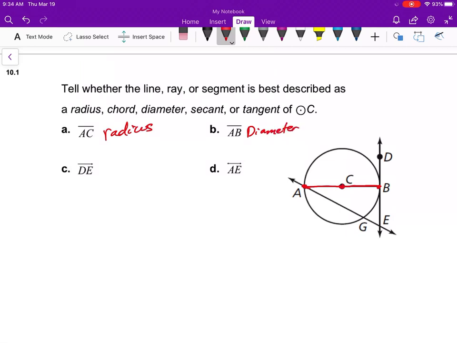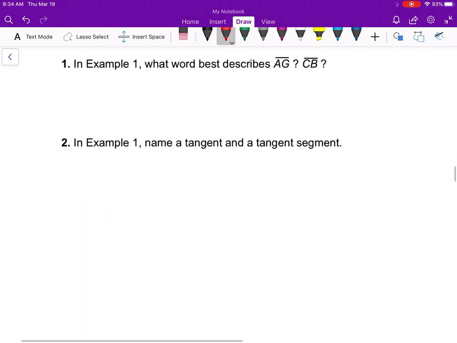D to E crosses or touches the circle at one point, and it's perpendicular to that diameter, so that has to be a tangent. And then AE, so A to E here, since it is a line, not a segment, and it goes through parts of the circle, that would be a secant line. Okay. If it wasn't a line, if it didn't have those little arrows on it and it just stopped, A to G, that would be a chord. So there's some examples. You can go through those examples there.